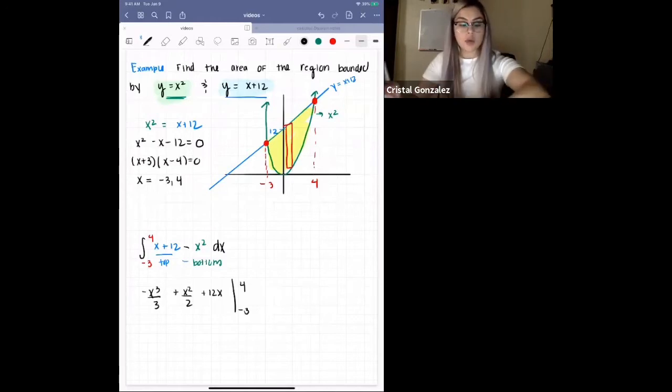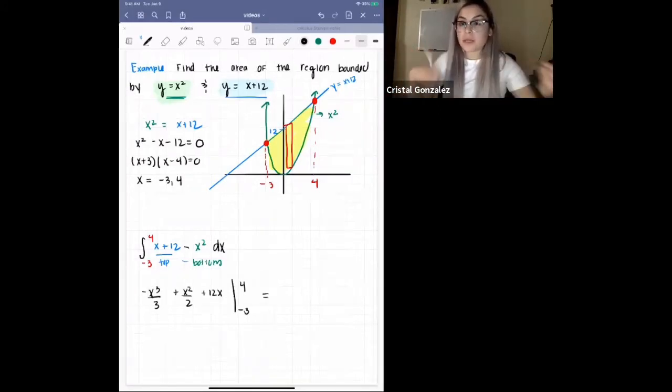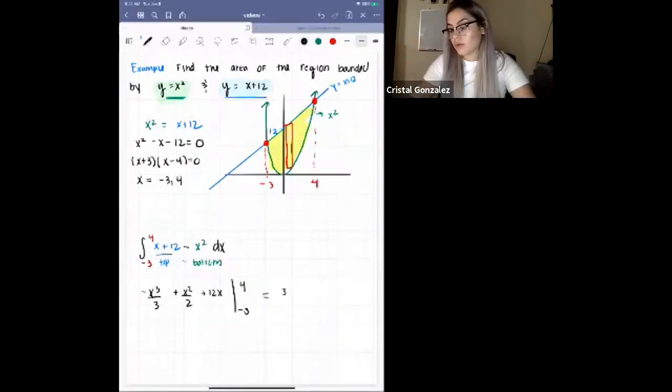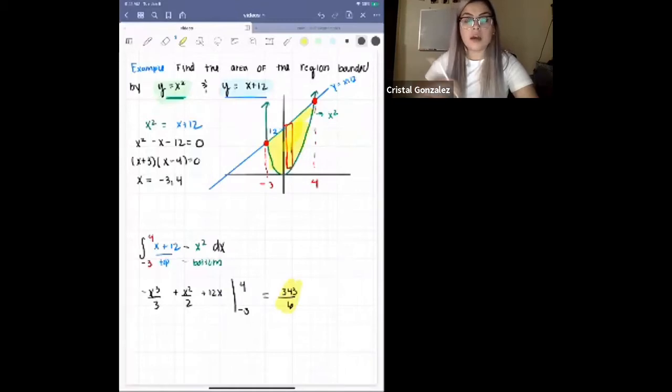And if we go ahead and evaluate this, I'm going to skip the step where we evaluate them because we've done a few and I don't really want to waste time in this video on just evaluating them. So when we evaluate this, we'll get the answer 343 over 6. And this is our final answer. So this is the area of this yellow curve over here.